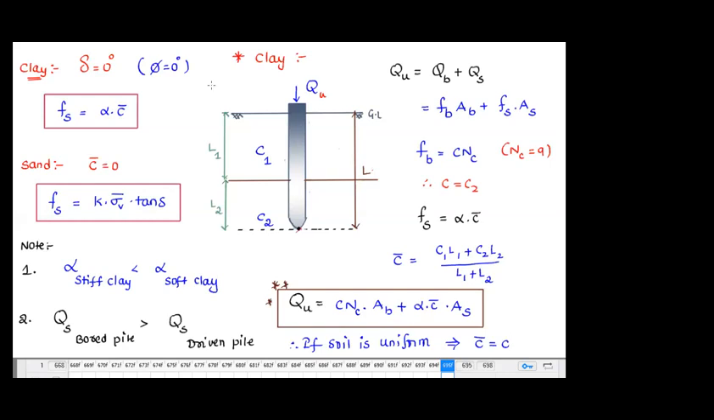Hope you understood. So that's about the clay soil. Okay. Now, if you have understood this, let's come to the sand.